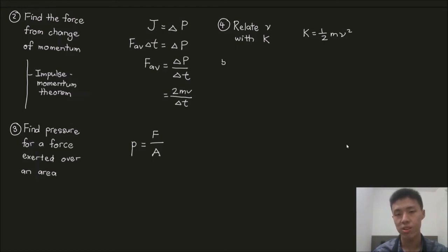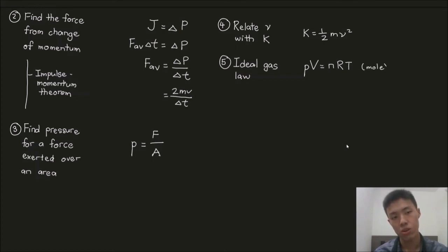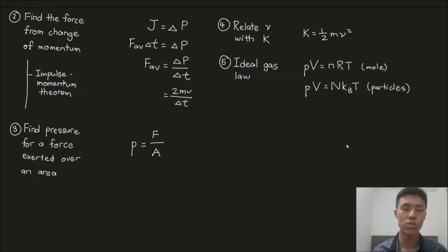Okay, so the last concept, the fifth concept, is the concept that we learned quite recently. You might learn it in chemistry, you might learn it in physics. It's the ideal gas law. The ideal gas law is PV equals nRT, if this is in terms of moles. If it's in terms of particles, then it's PV equals NkT. So there are two versions. Both have their own usage, both have their own pros and cons.